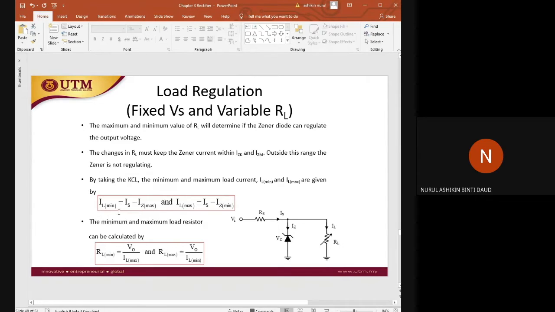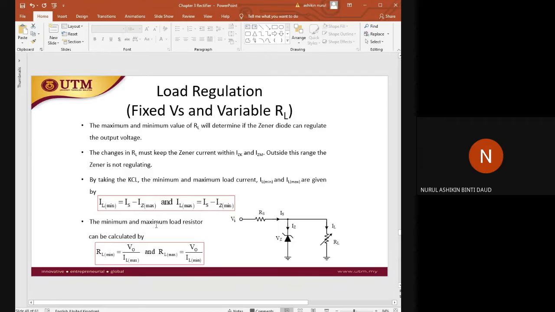So IL minimum equals IS minus IZ maximum. For you to measure the minimum current that flows through this resistance, it is IS minus the maximum current that flows inside the Zener diode. And for IL maximum, the maximum current that flows inside the resistance, it is IS minus IZ minimum, the minimum current that flows inside the Zener here.